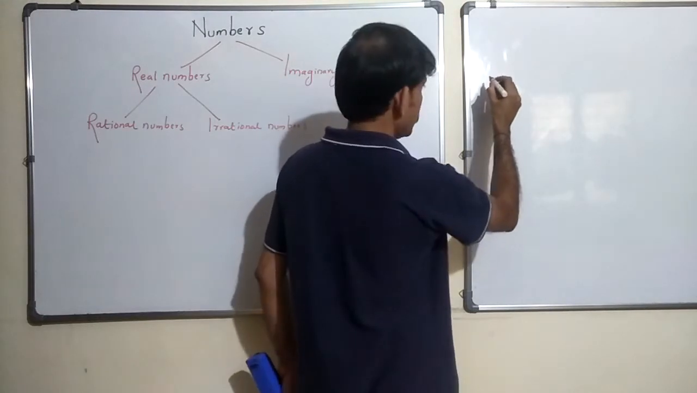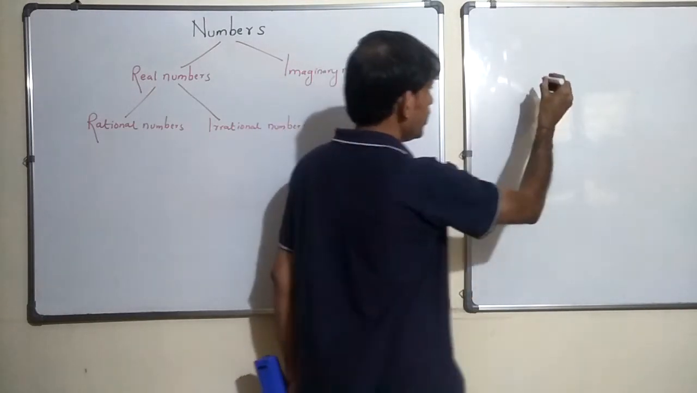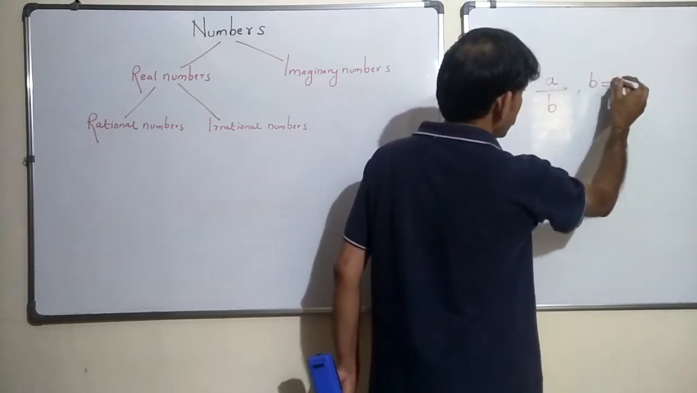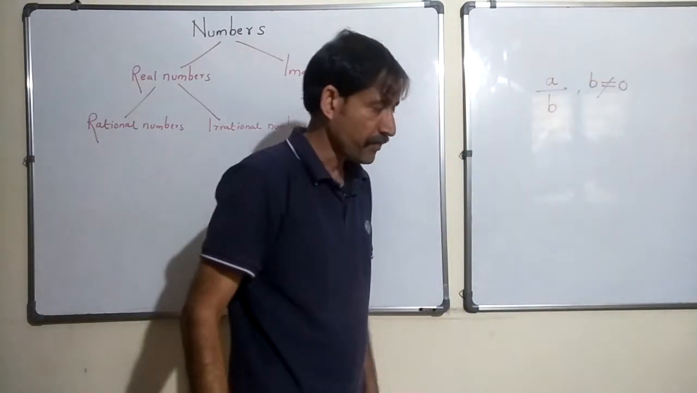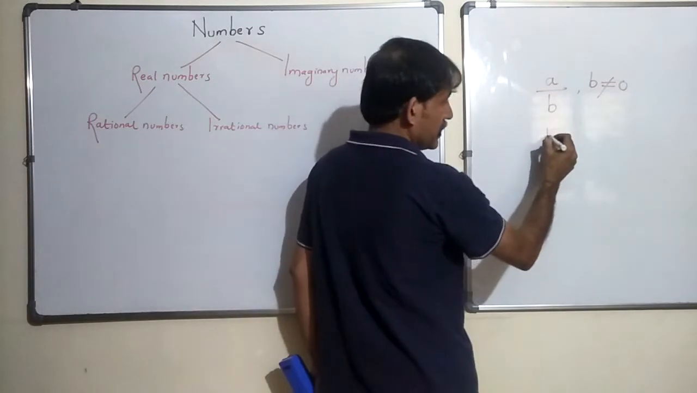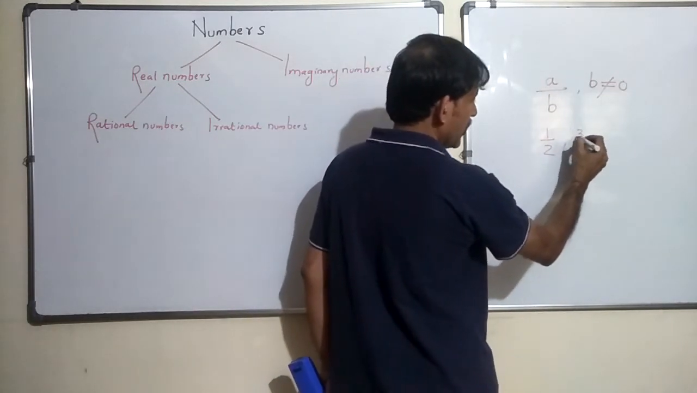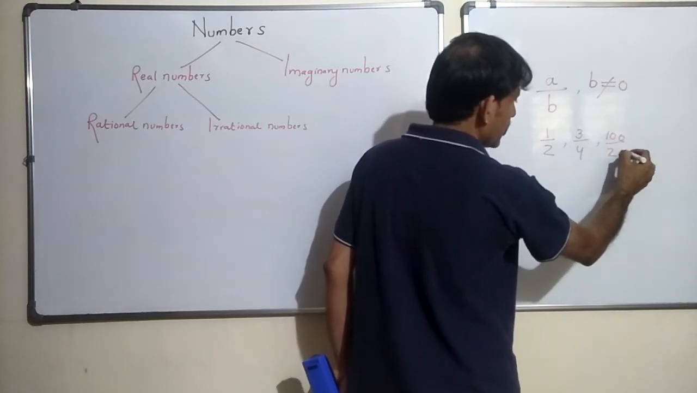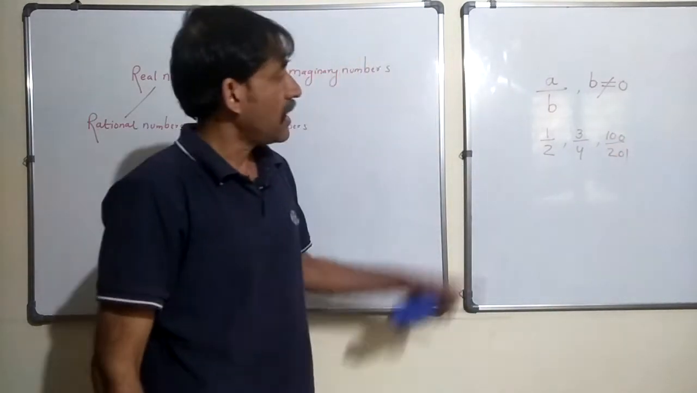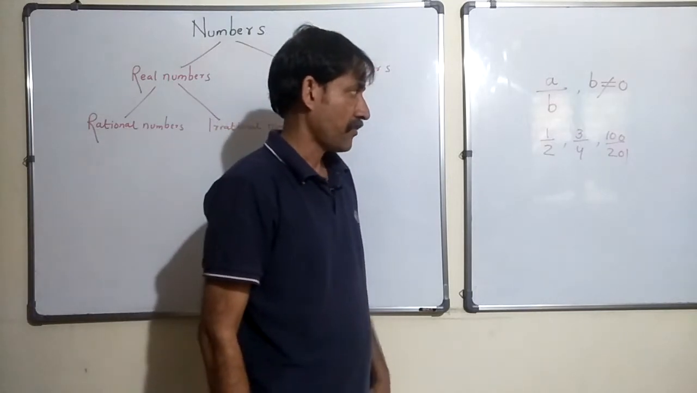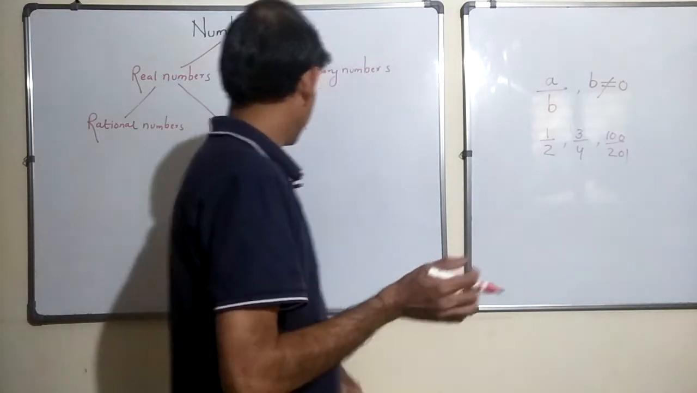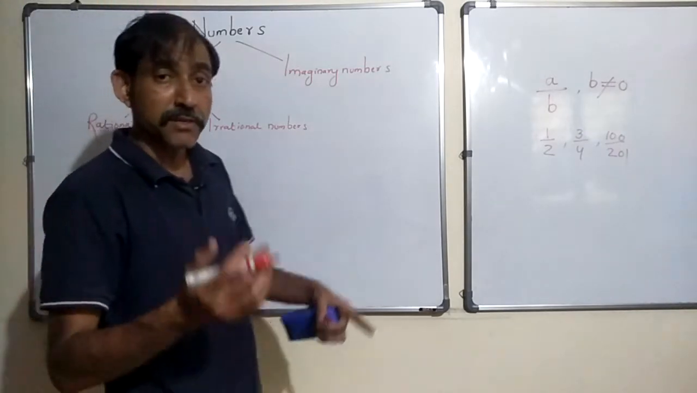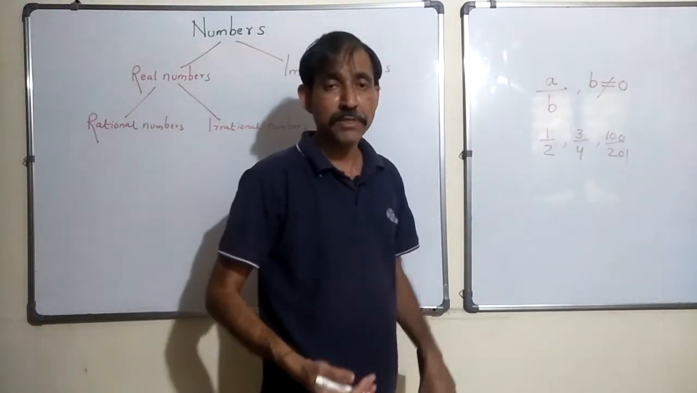Rational numbers are those numbers which can be expressed in the form a by b, where b is not equal to 0. So by that definition, a half is a rational number, 3 by 4 is a rational number, 100 by 201 is a rational number. All these are rational numbers. Then you would ask me, if these are rational numbers, what are irrational numbers? Irrational numbers are those numbers which cannot be expressed in the form a by b.